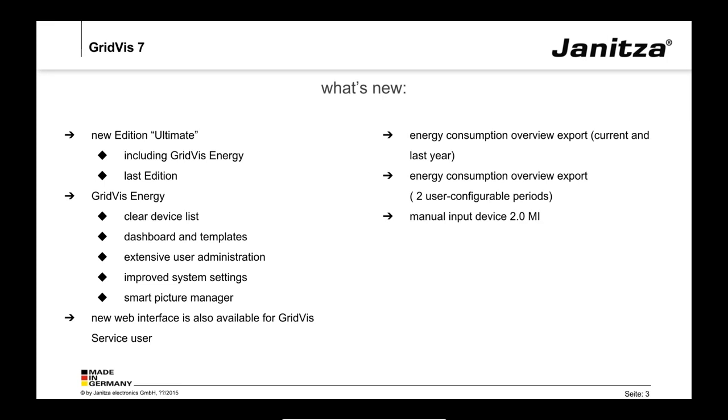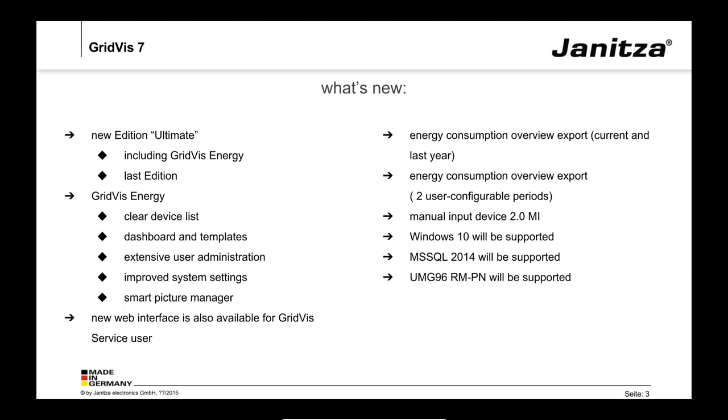Then we have a manual input device 2.0. In the past we also had manual input. We reworked this function and have now a new one. I will also show that in the live system. Then new is that GridVis 7 supports Windows 10. We support MSQL 2014, and the GridVis 7 will also support the UMG 96RM PN. This device will come, I think, at the beginning of spring, but it exists now in the software.